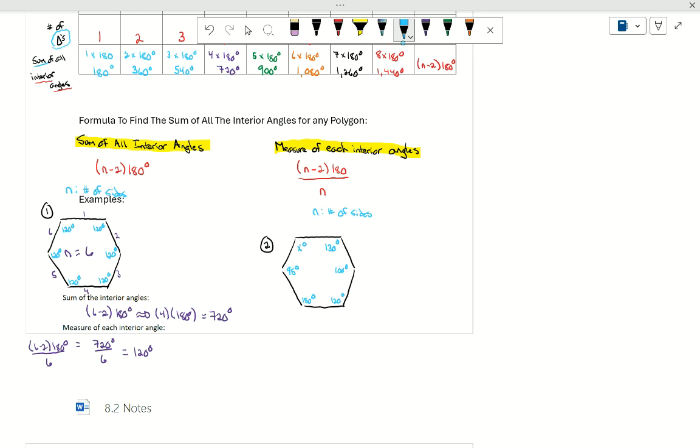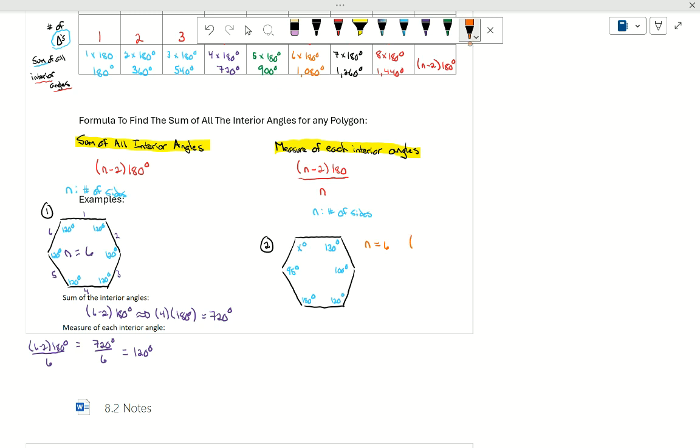Now, notice all of the angles are not the same. So we don't have the situation where we have 120, 120, 120, 120. So we can't use the measure of each interior angle, but we can use the sum of all interior angles. Notice in this problem that n is equal to 6 again. Why is n equal to 6? N stands for the number of sides. So I'm going to find out how much all of these angles add up to.